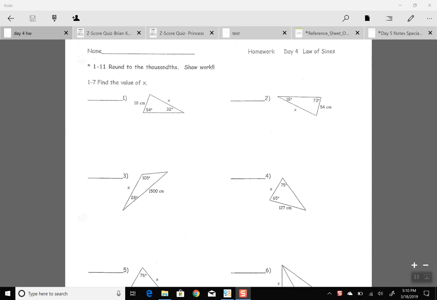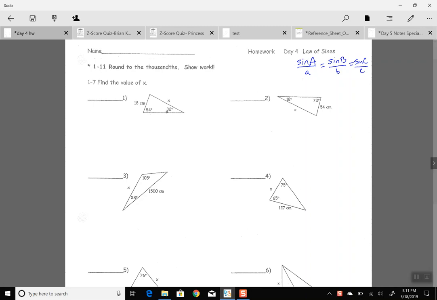Alright, so this will be a solution video to the law of sines homework. So our law of sines, again, says that for any triangle, if you do the sine of an angle over its corresponding side, these will be in a special ratio. These will be equal to each other. The key thing here is making sure you pay attention to what angle goes with what side.